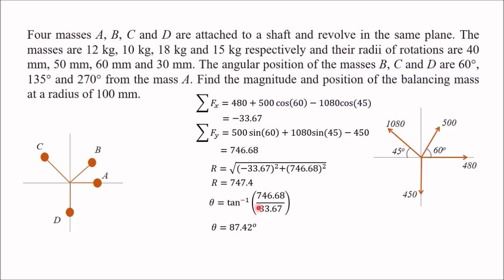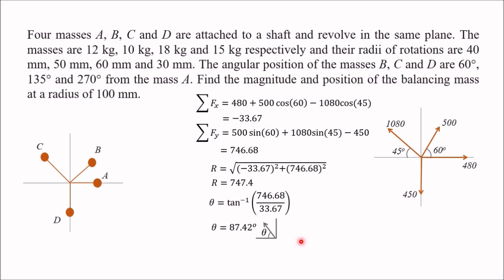But we have to take account of the negative and positive signs. Sigma Fx is negative, that is in this direction, and sigma Fy is positive, that is in this direction. Therefore this angle of 87.42 degrees is the angle from the x axis in the second quadrant. This is the positive y direction, this is the negative x direction. So the direction of the resultant is 87.42 degrees from the x axis in the second quadrant.